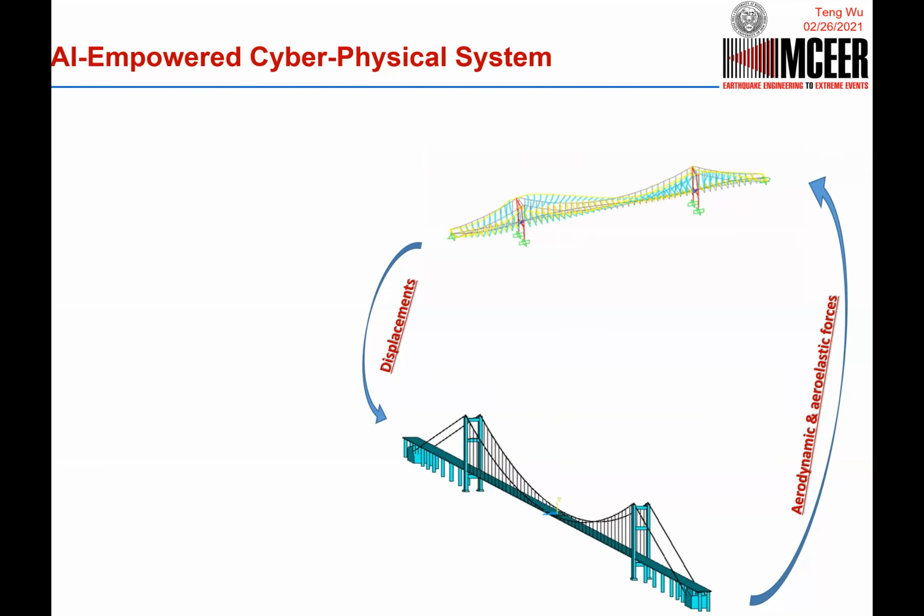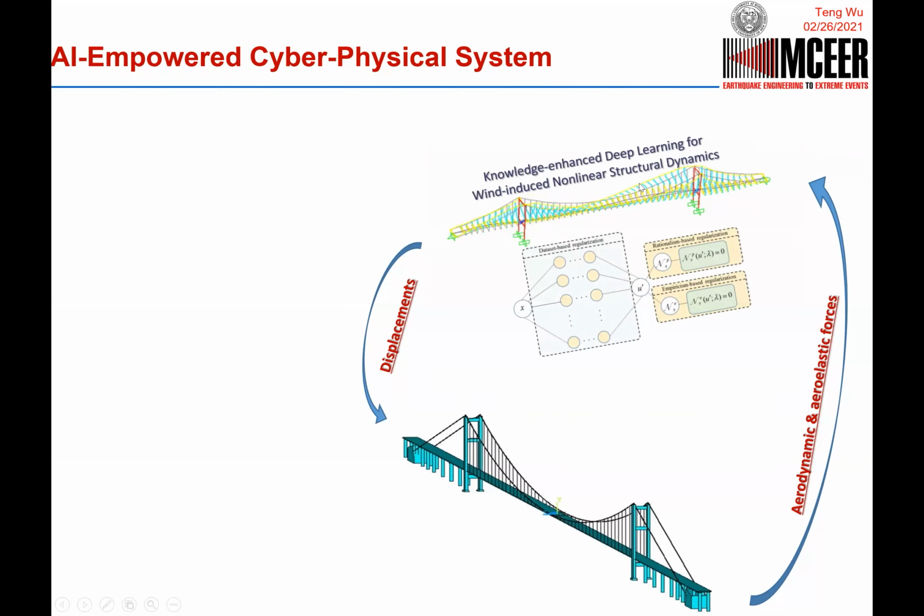And for this purpose, we developed a so-called knowledge-enhanced deep learning for wind-induced nonlinear structure dynamics. So we can put it in the computer. It's very fast. The unique feature here, compared to conventional deep learning that purely relies on the data input and output to train the model, is that we also take advantage of the knowledge, including the physics knowledge.